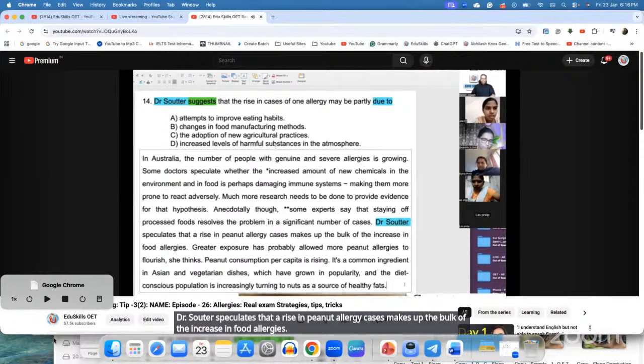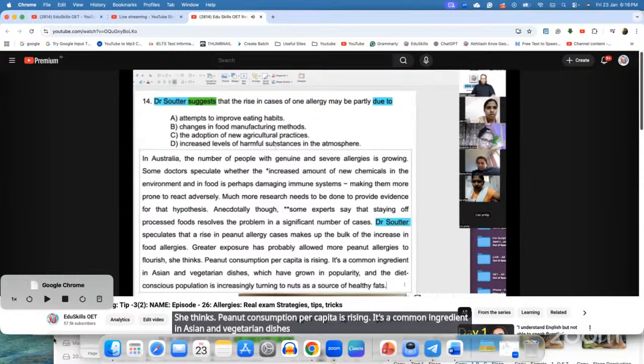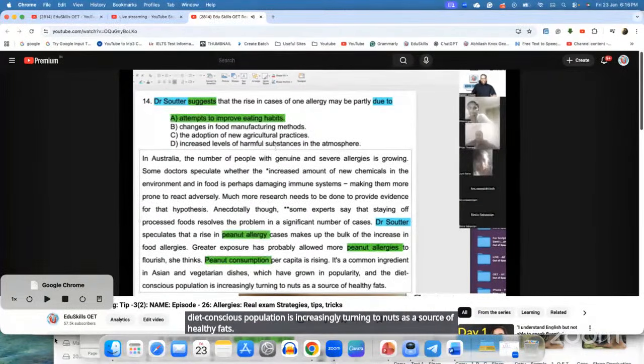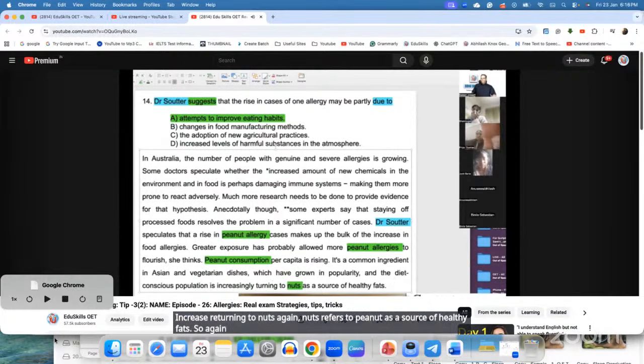Greater exposure has probably allowed more peanut allergies to flourish, she thinks. Peanut consumption per capita is rising. It's a common ingredient in Asian and vegetarian dishes, which have grown in popularity, and the diet-conscious population is increasingly turning to nuts as a source of healthy fats. Nuts refers to peanut as a source of healthy fats. So again, these key expressions are repeated.